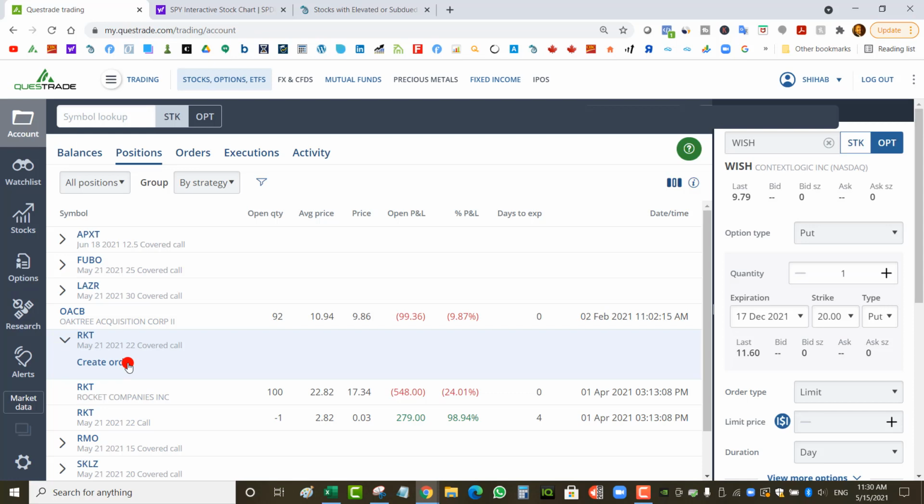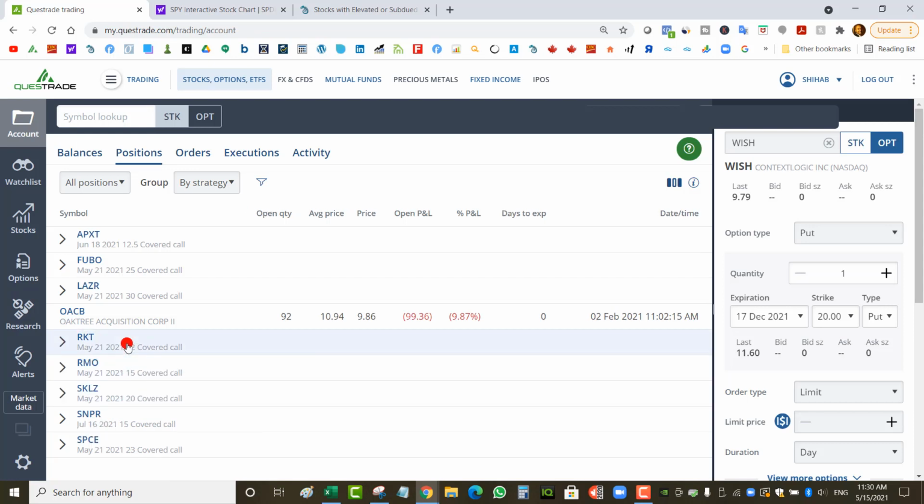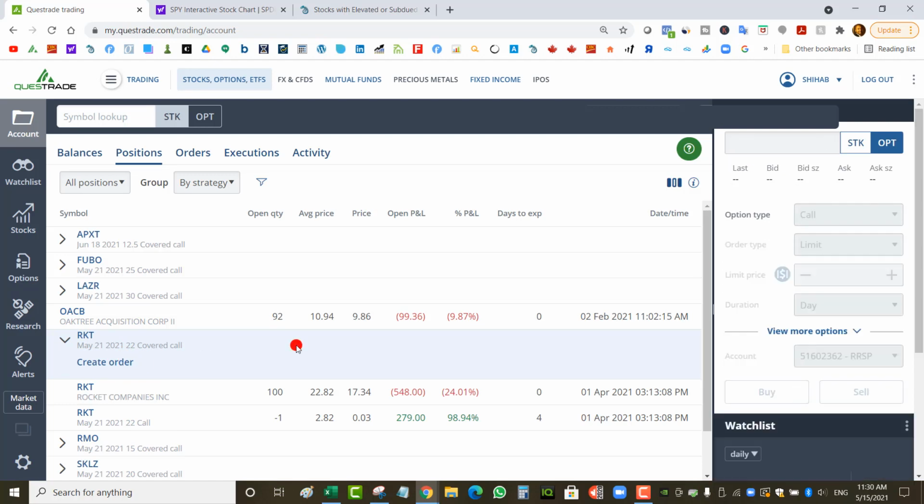Rocket, yeah, this is pretty bad. So it dropped after earnings. I've got a covered call. My cost is exactly $20. 22.82 minus 2.82. And the stock's at 17.34. So all I could do is keep selling covered calls on it. Sadly though, the premium won't be a lot.